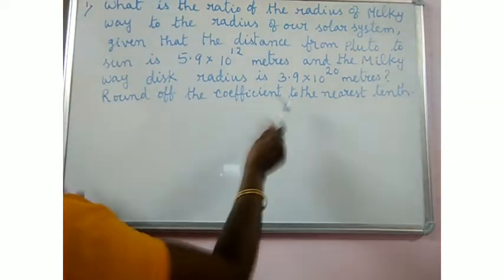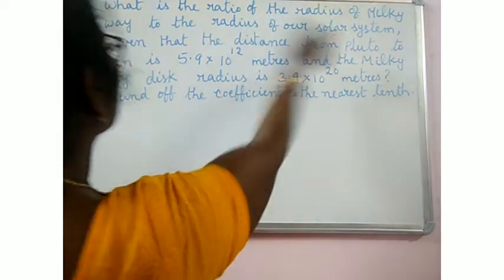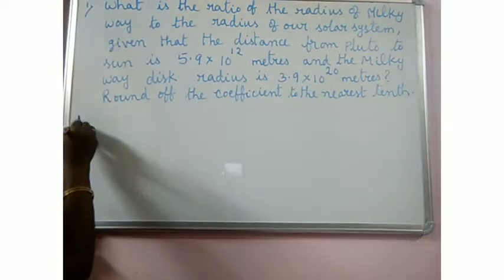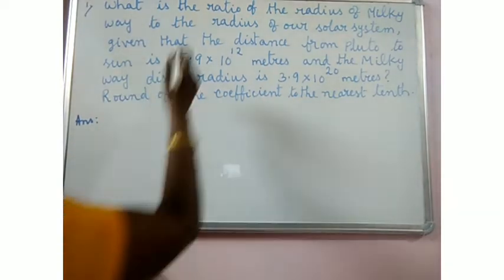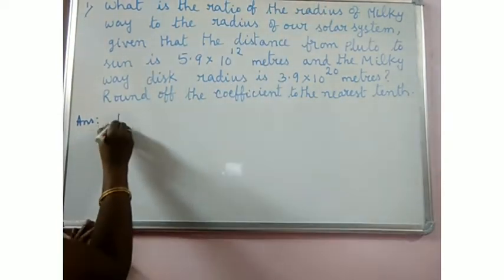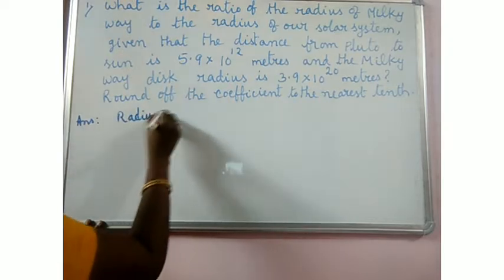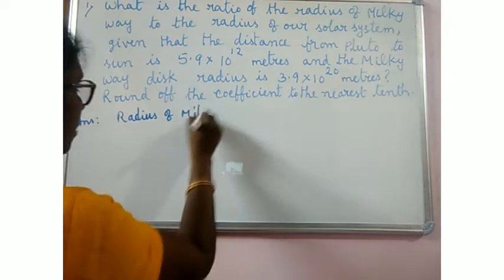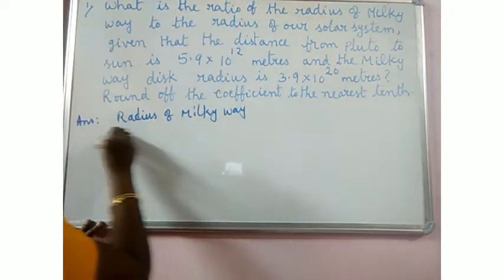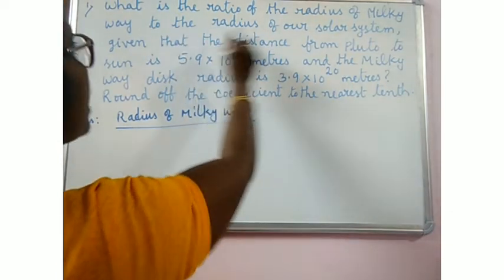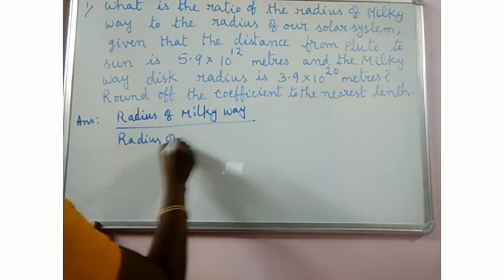Okay, let us see. You have to find the ratio of the radius of the Milky Way to the radius of the solar system. Ratio of the radius of the Milky Way means radius of the Milky Way, and ratio means dividing one quantity by the other, to the radius of the solar system.